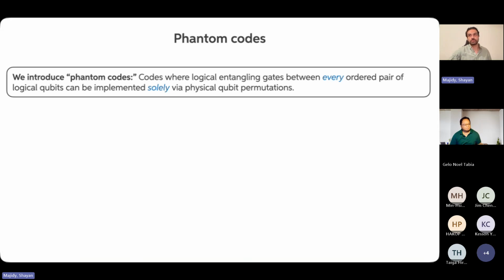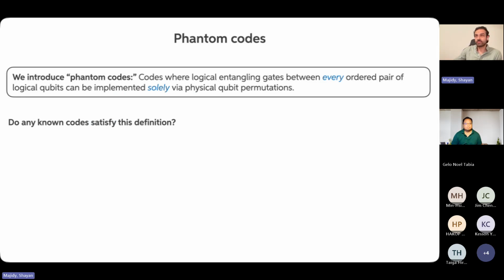So we can define these codes. We can define a family of codes called phantom codes. They're codes that have two very strict restrictions on them. One is that they can do logical entangling gates between every ordered pair of logical qubits. This means every possible addressable CNOT in every direction. So any CNOT circuit, for example, can be implemented solely via physical qubit permutations. So we don't even allow a single local Clifford.